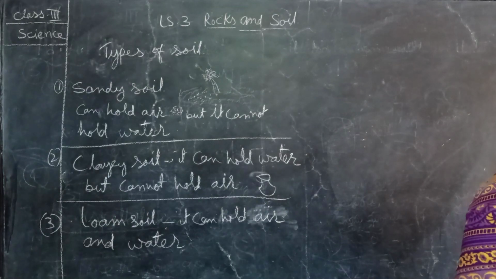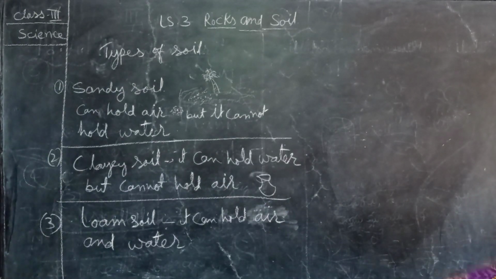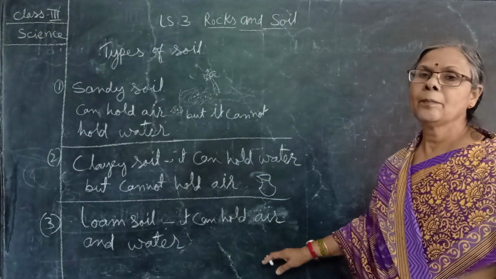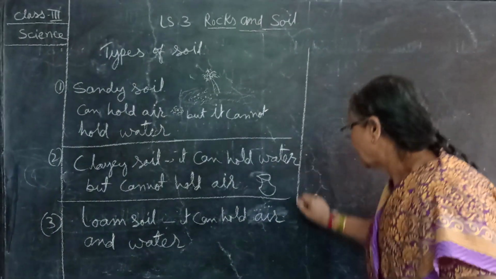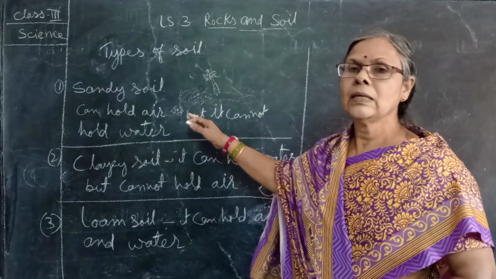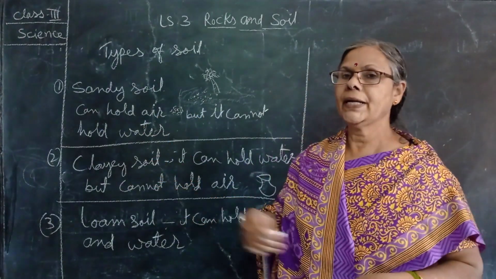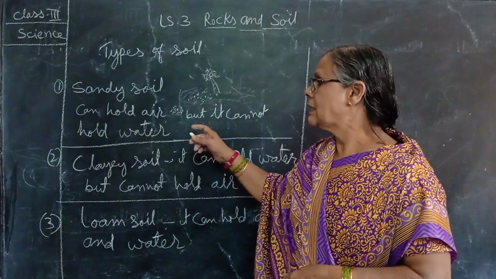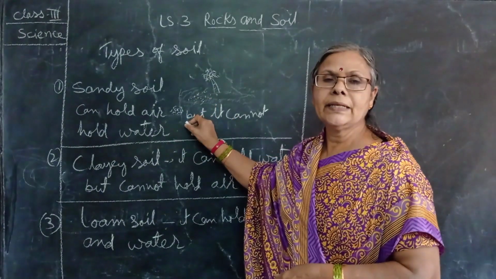Healthy soil is one of the most important factors in growing healthy plants. So these are the types of soil. In sandy soil, you will find a lot of space between the particles. That's why water can enter easily.